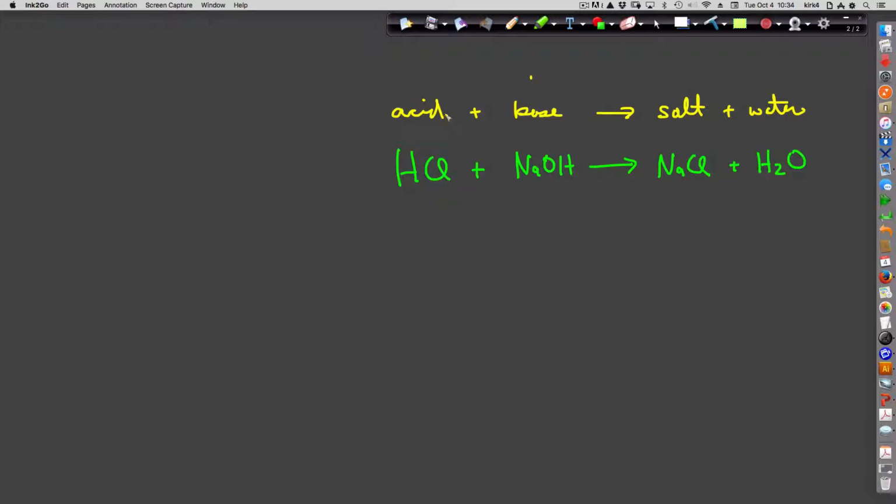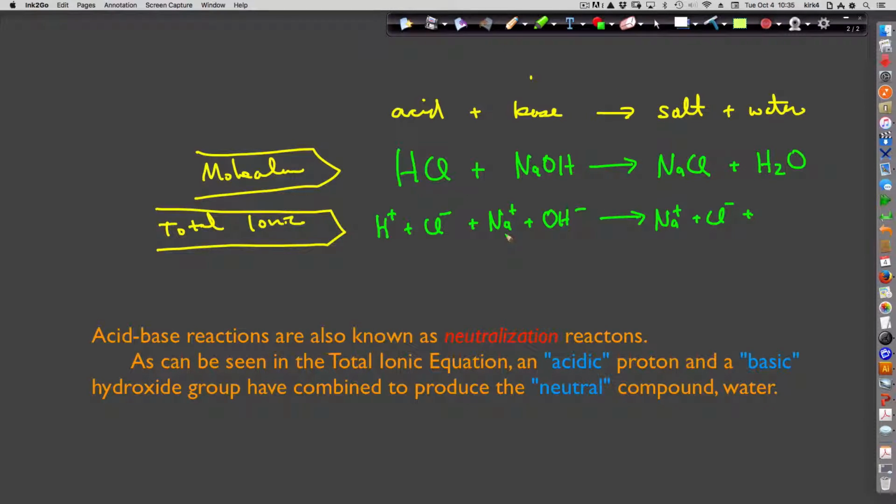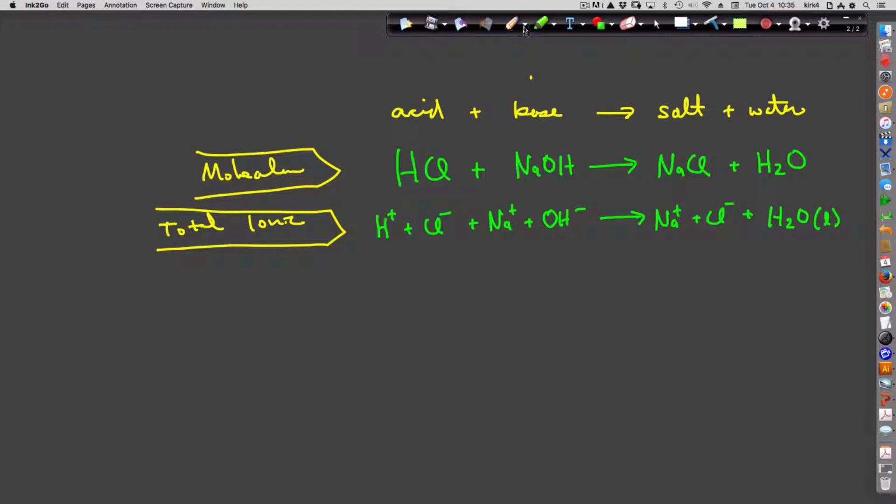Now let's consider this a double displacement reaction, in which this first reaction is the so-called molecular equation. And let's now break this down into a total ionic equation. So strong acids will break down in water to their respective ions, a proton plus a chloride. Sodium hydroxide too will always dissolve in water to give sodium ion and a hydroxide ion. And sodium chloride also will break down to give Na plus, plus Cl minus. But the water does not appreciably break back down into the hydroxyl group and the proton. And so it essentially stays as a whole water molecule, which I will show with an L for liquid.